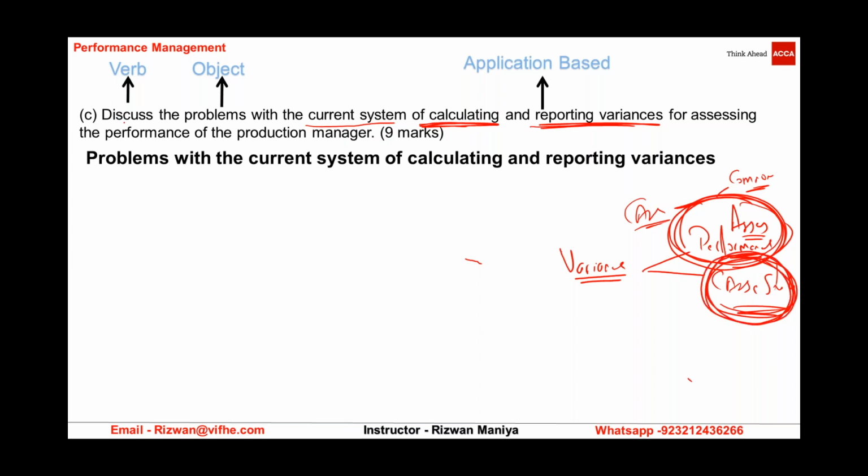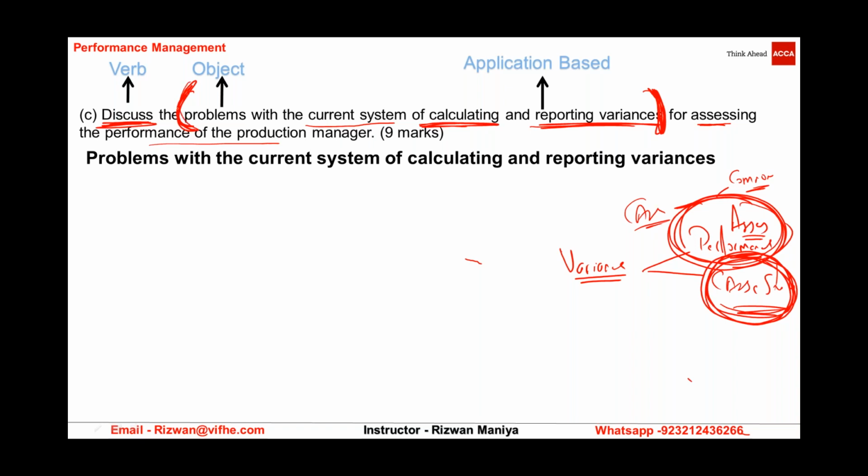So this is basically the second type, where you are not required to assess the manager's performance. Look at the object. The object is discuss the problems of calculating and reporting variances. It's not about assessing the performance of the manager. It says discuss the problems for calculating and reporting variances. Those are used for assessing the performance of the manager. So many would write about performance of the manager. No, you don't have to judge the performance in this question.